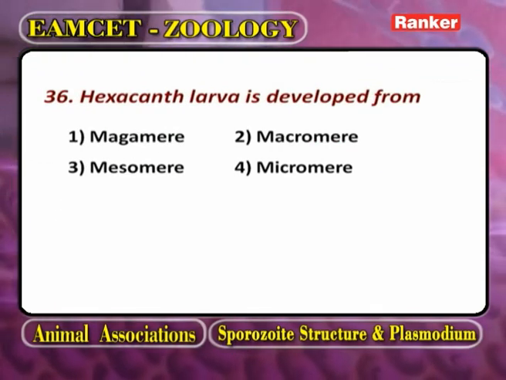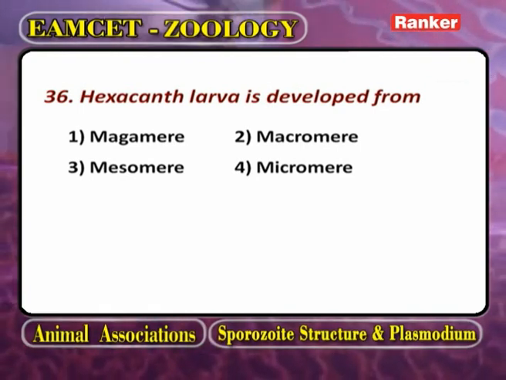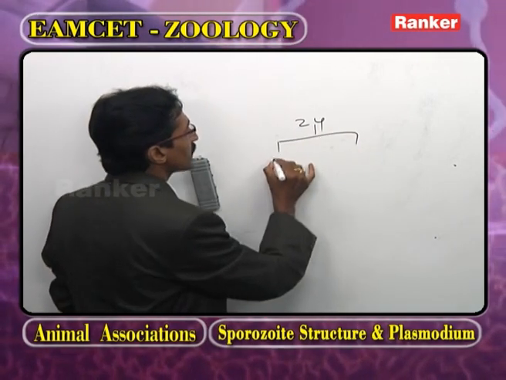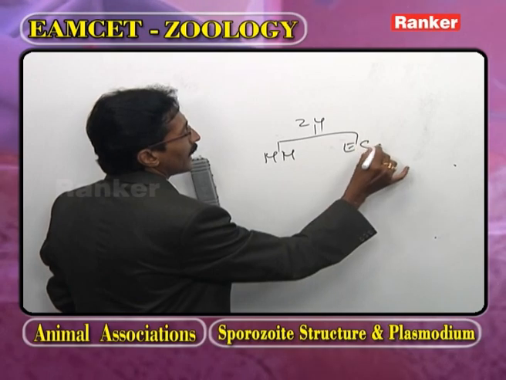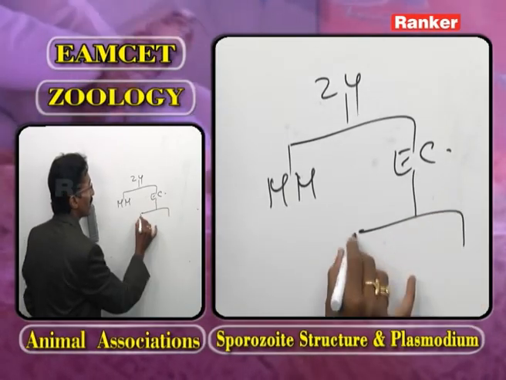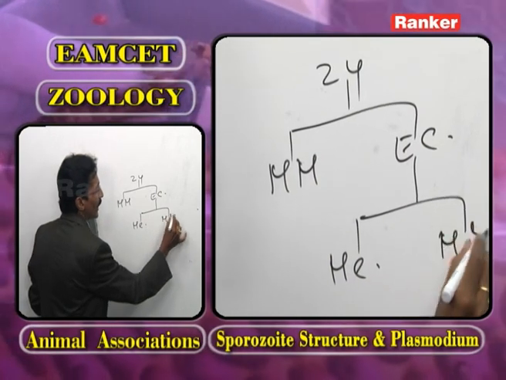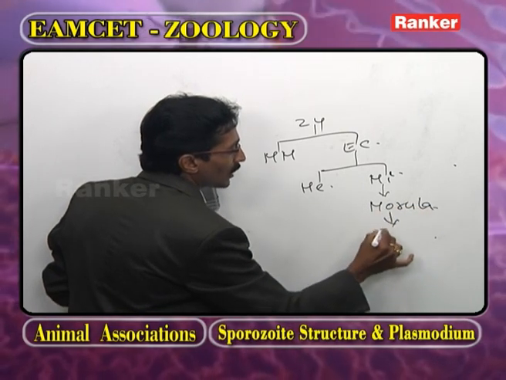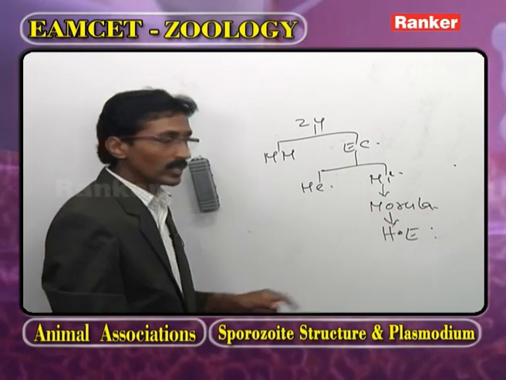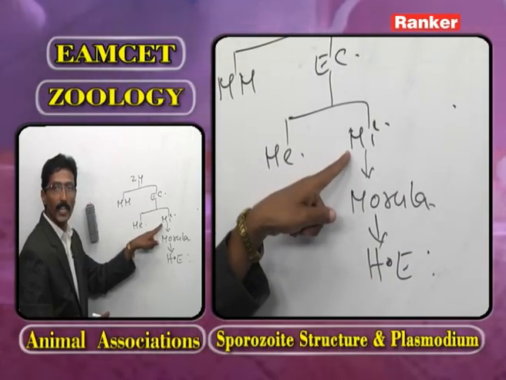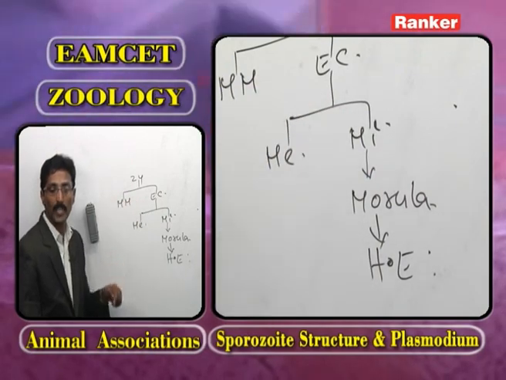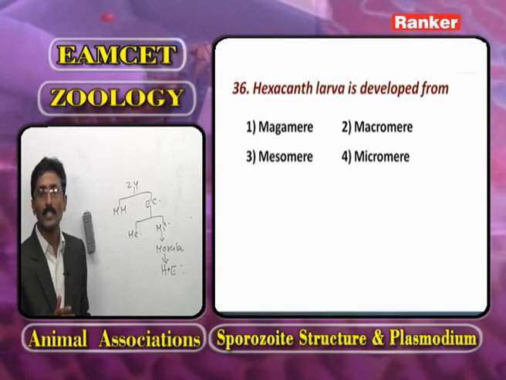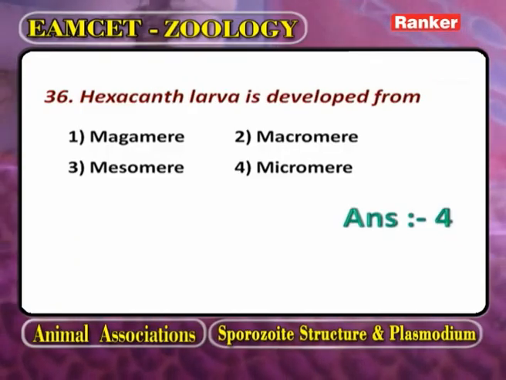Hexacanth larva is developed from. As we observe the development of Taenia, this one is called zygote. The zygote divides into megamere and embryonic cell. The embryonic cell divides into mesomeres and micromeres. The micromeres divide and become the morula. The morula becomes the hexacanth embryo. So, the hexacanth embryo is derived from what type of cells? The micromeres. Now, the hexacanth larva is developed from what type of cells? That is micromeres. Now, the next one.